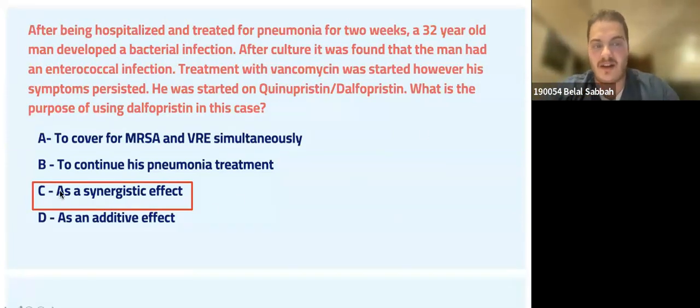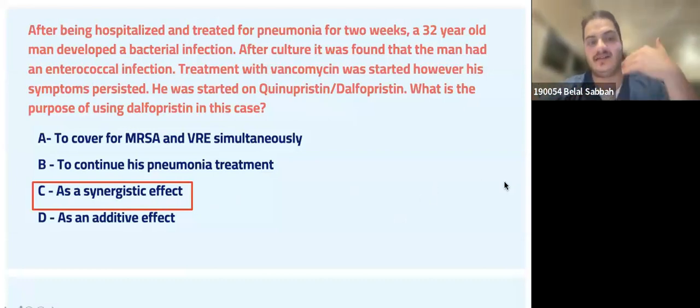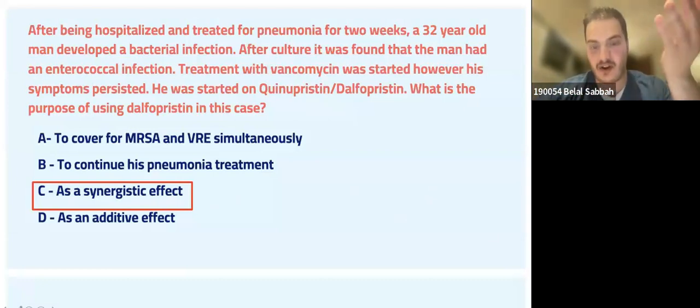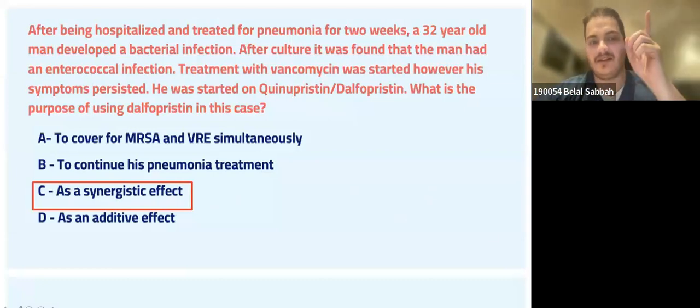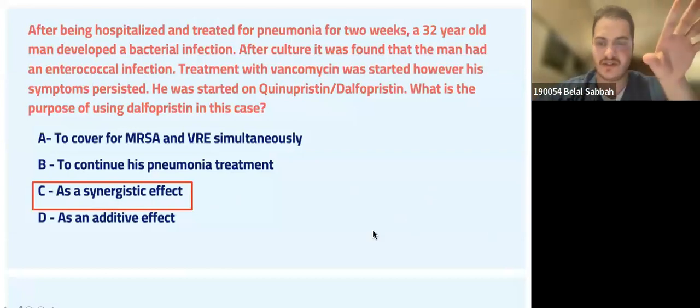What is the purpose? It is because dalfopristin binds to the 23S portion of the 50S ribosome and it changes the conformation. And this causes the binding. Yeah, exactly. Increases the binding about 100 times more. So see this 100 times more binding. Obviously, that's the main reason they added the drug. Okay. So yes, it does technically cover MRSA and VRE, but that is not the main reason or the purpose for using dalfopristin in this case. All right. Do you guys understand?